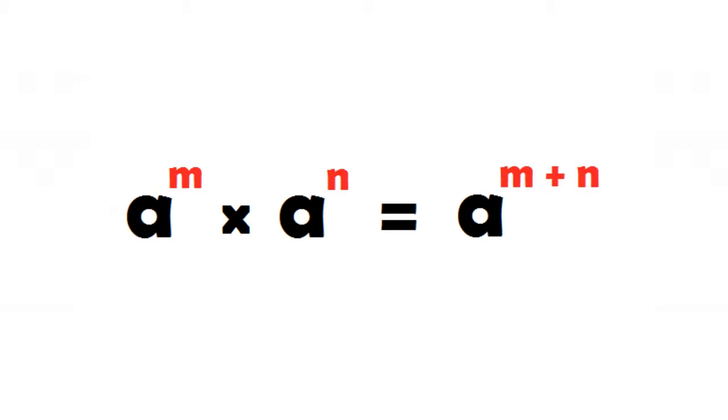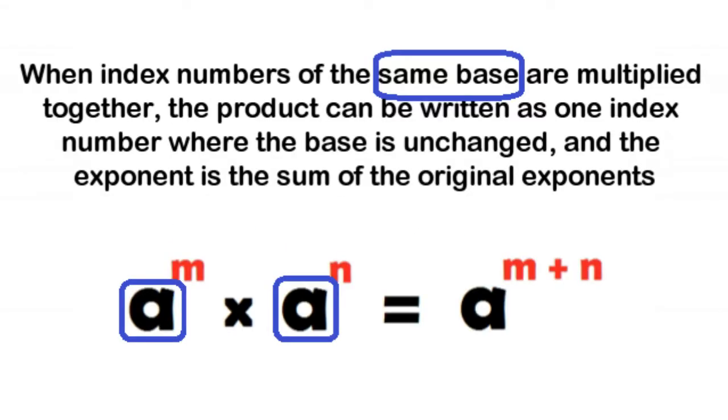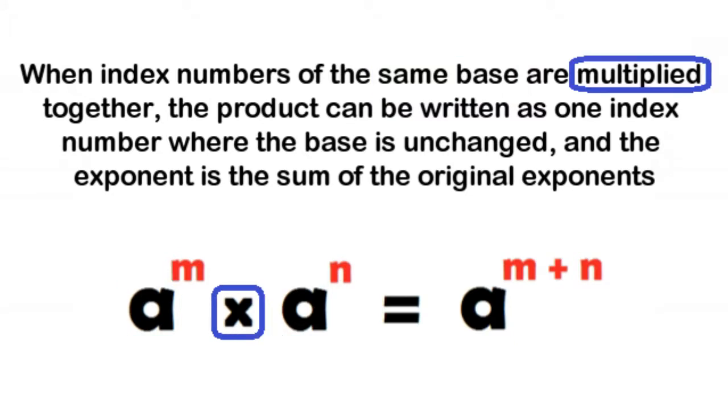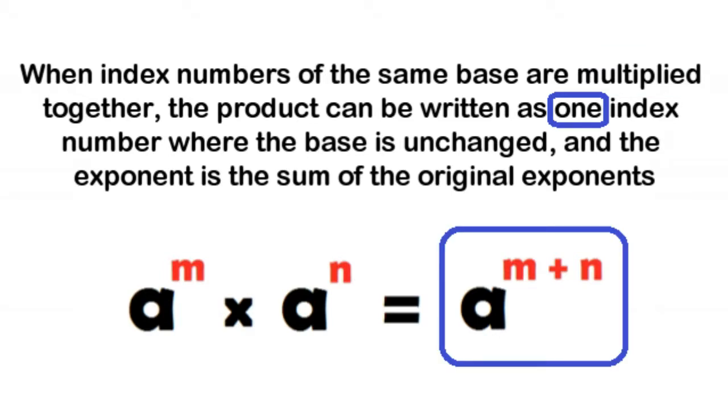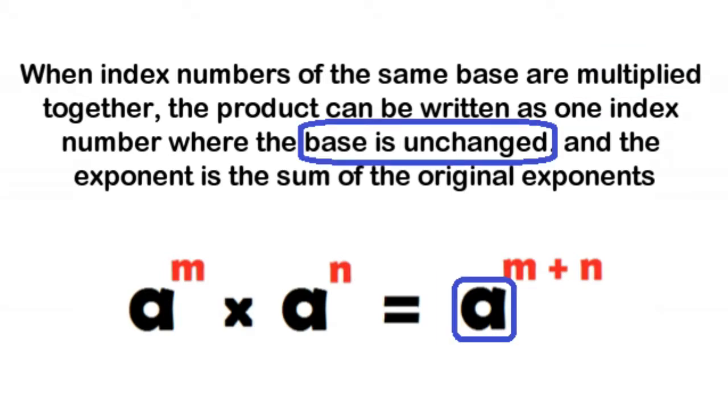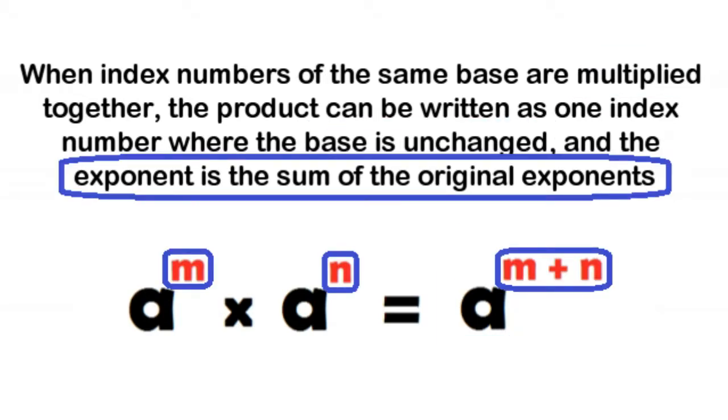I know some of you find it much easier to understand this with a rule in front of you, so here's the rule. A to the power of m times a to the power of n is equal to a to the power of m plus n. So again, remember these are symbols. When we have 2 index numbers with the same base, and remember it has to be the same base or else this won't work, and these numbers are multiplied together, we can write it as one new index number where the base is unchanged and the exponent is the sum of the original 2 exponents.